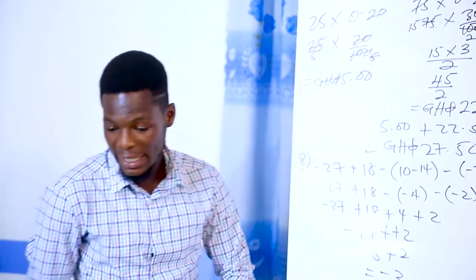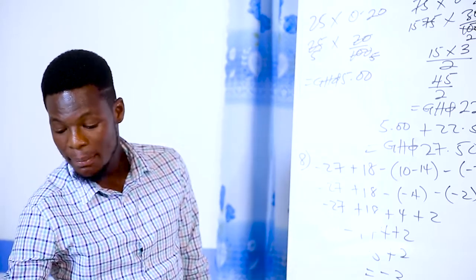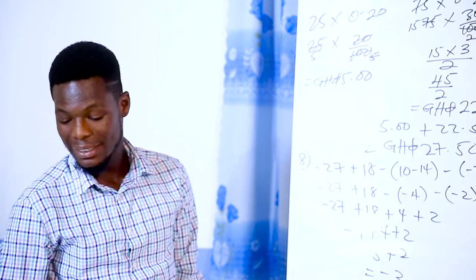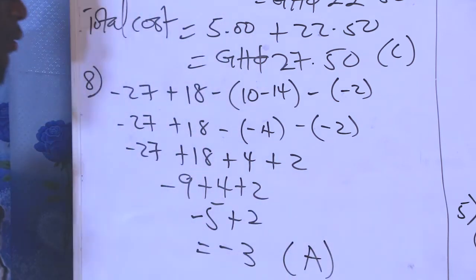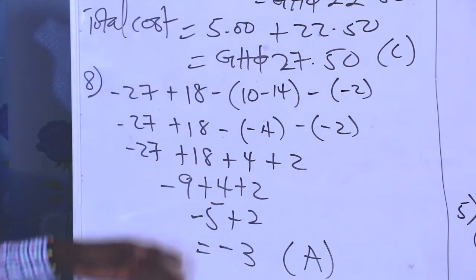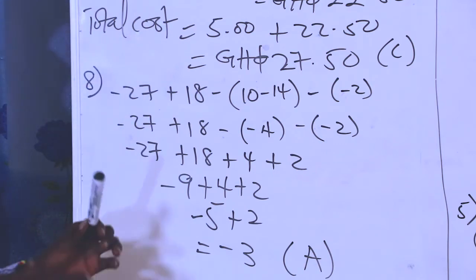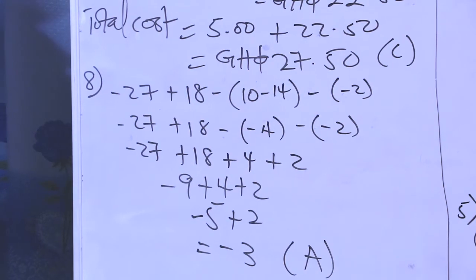All right, so let's check the possible answers. A, minus 3. B, minus 7. C, minus 11. D, minus 35. So the correct answer is A, minus 3 or negative 3. If you have questions like this, make sure you apply the BODMAS principle carefully. If you miss anything, you can get the whole thing wrong.